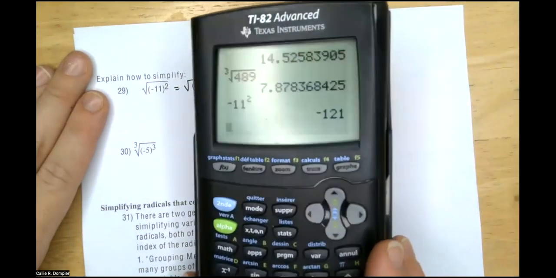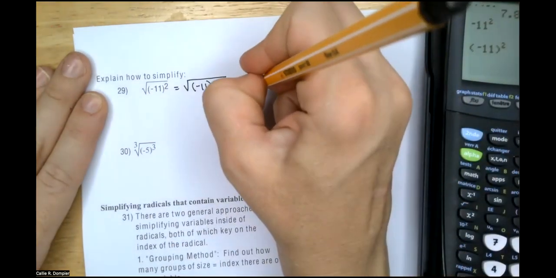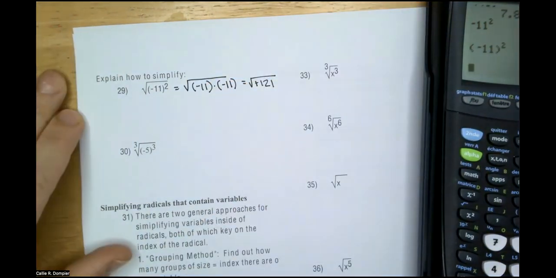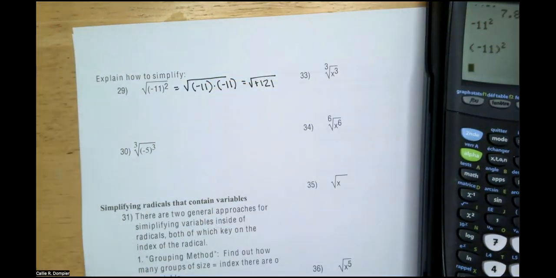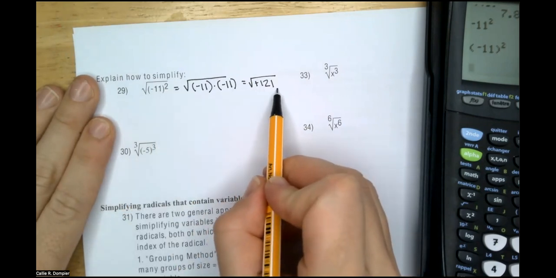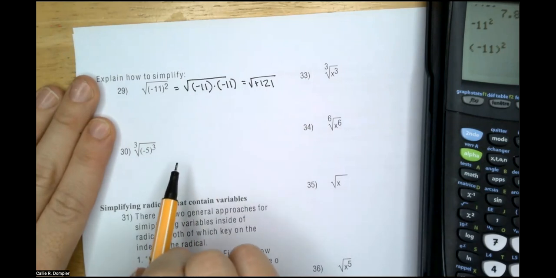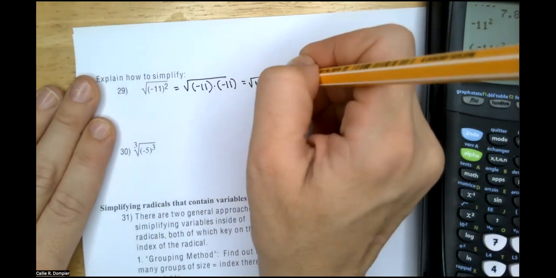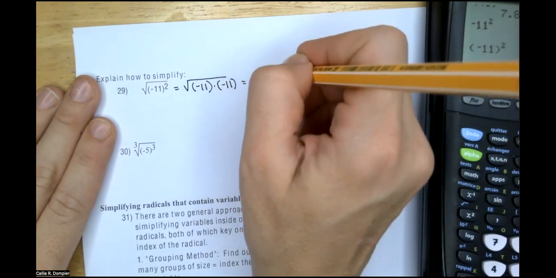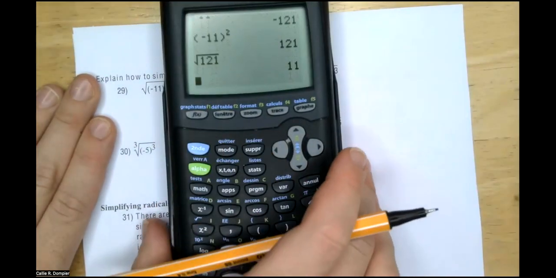Oh, sorry. It's not negative 121, it's positive 121. I'm supposed to be teaching math here. Let's wake up. Good. So I expanded negative 11 squared to become 121 because a negative times a negative is a positive. I just put it in my calculator wrong. Good. And then we just say, what is the square root of 121? It's 11.